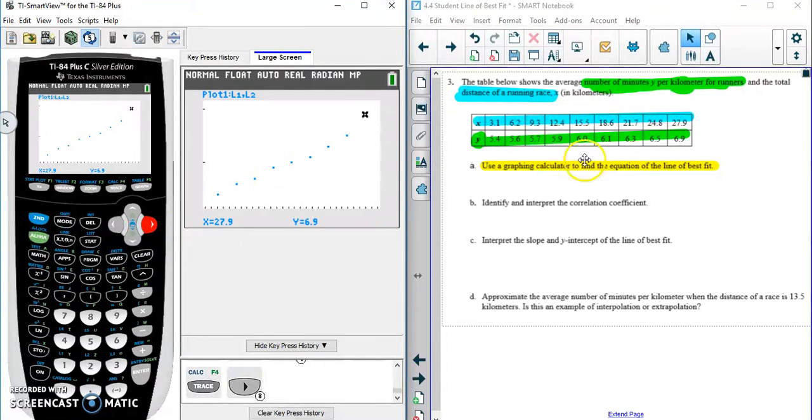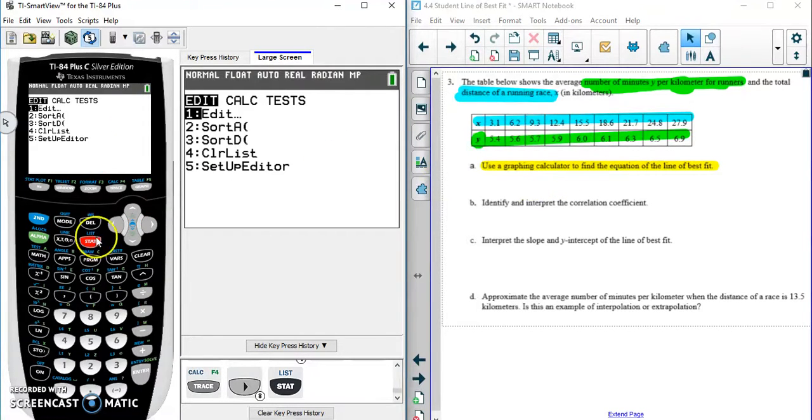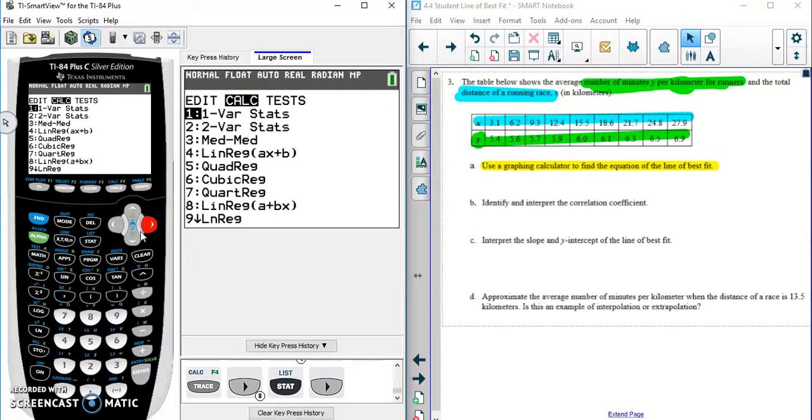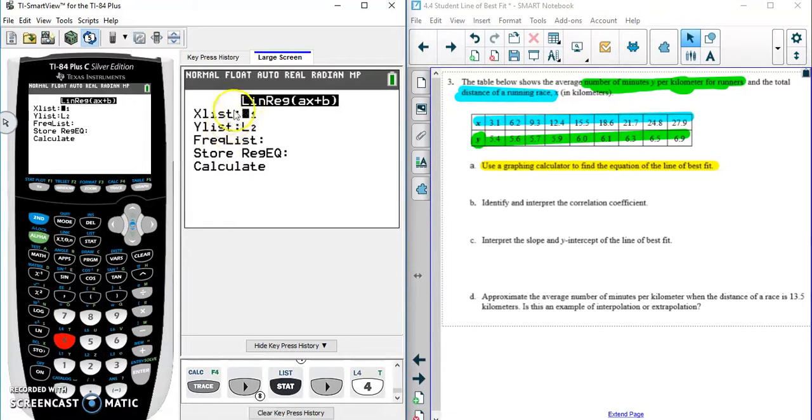So I have the data entered, so I actually need to get the line of best fit. So that's where I'm going to hit stat. And I know I'm going to calculate something, so I scroll over to calculate, and this looks like a line, so we're going to use the linear regression, so option 4. So I do have my x's in L1, I do have my y's in L2.